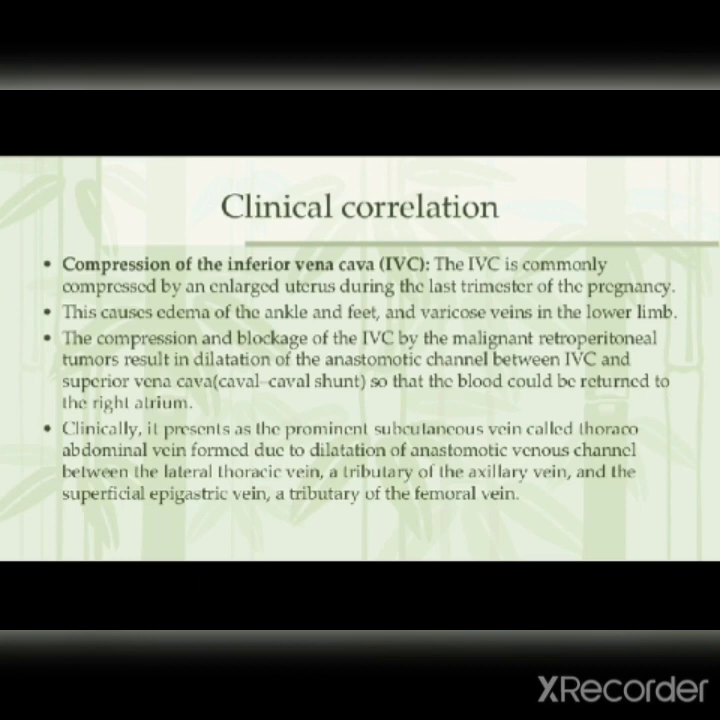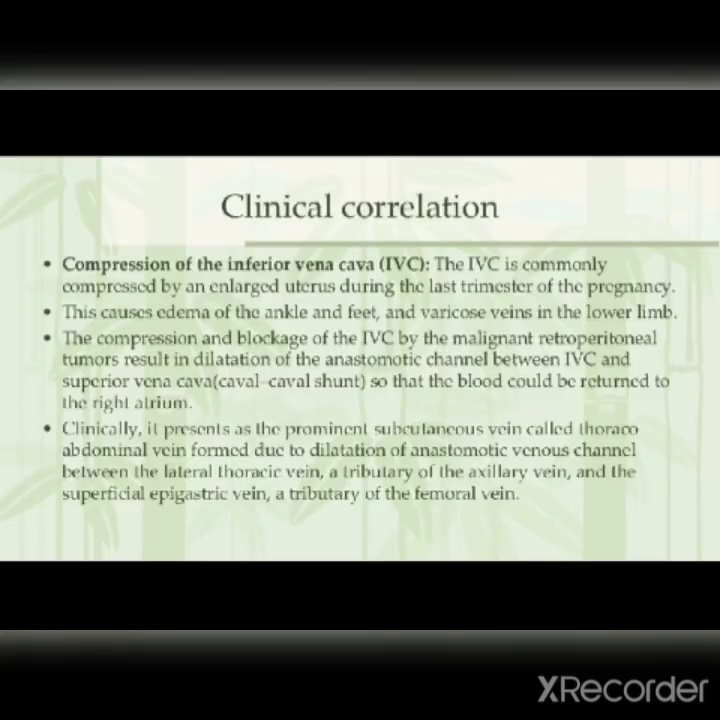Clinically it presents as a prominent subcutaneous vein called the thoracoepigastric vein, formed due to dilatation of the anastomotic venous channel between the lateral thoracic vein, a tributary of the axillary vein, and the superficial epigastric vein, a tributary of the femoral vein.